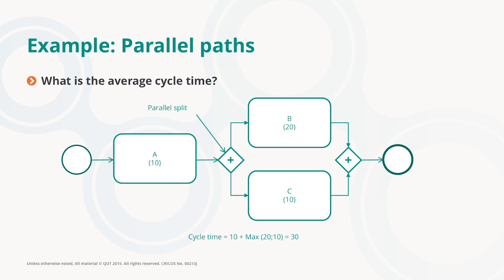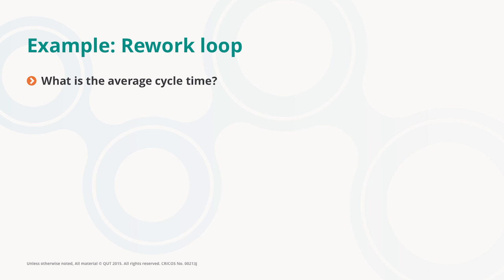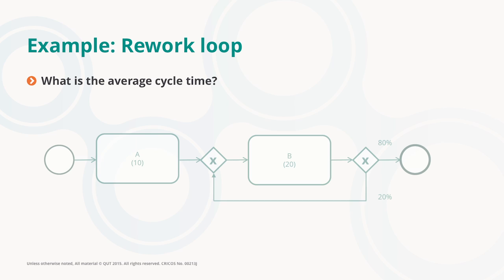But what happens if we observe a rework loop? At different stages it may be that we have to repeat activities in the process. Here we see an example where this is exactly the case. In order to calculate the average cycle time here, we have to consider the probability of exiting this loop. That means moving rightwards to continue the process. Here in this example, this is 80%. We have to divide the duration of the activities in the loop by this probability of 80%. This means the overall cycle time here for this example is 35 minutes.